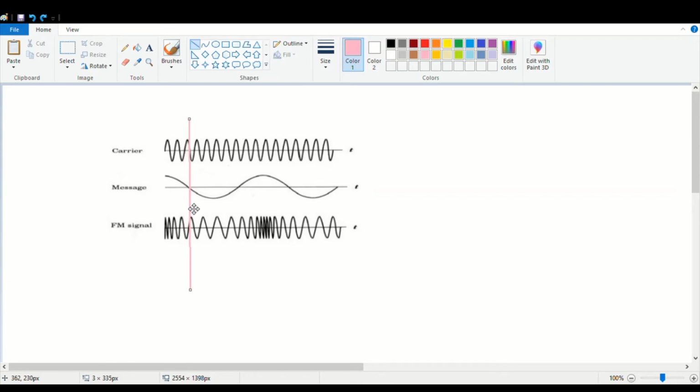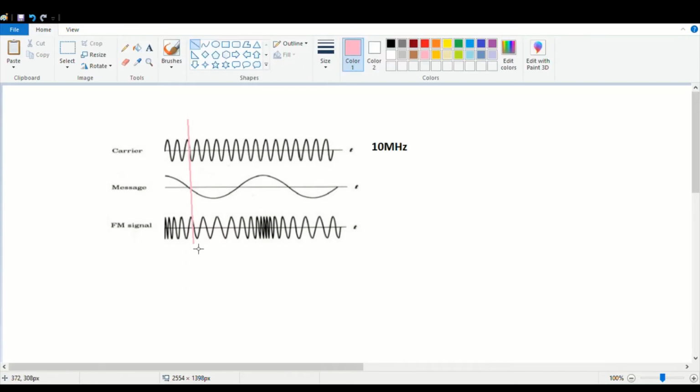Now, say for example, I talk about the time instant where the message signal is at zero amplitude. When the message signal has zero amplitude, at that time whatever the carrier frequency is, the same carrier frequency will be observed in the FM signal. So say for example, I will take the carrier signal as 10 megahertz.